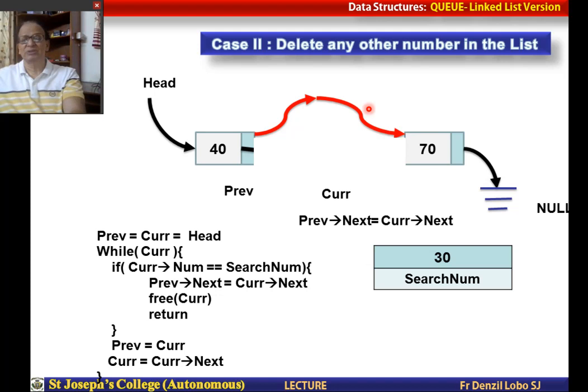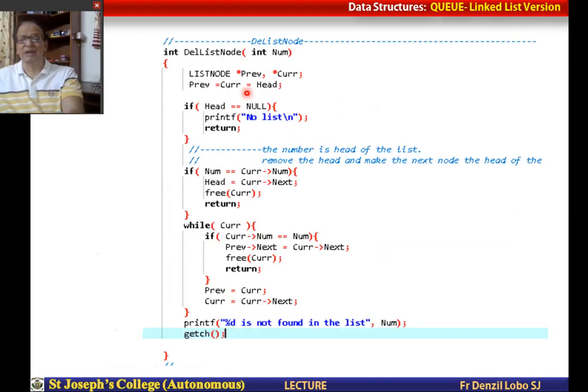So this is how we are going to write a function now to delete node. Delete node here, list node, previous and current. So I assign head to previous and current. If head is equal to null, that means there is no list, then I say there is no list, you return. You don't have to go further. Otherwise, if number is equal to current number, now current refers to head, the number on the head. If that is so, I make current next the head, free that current, as I showed you already, and return.